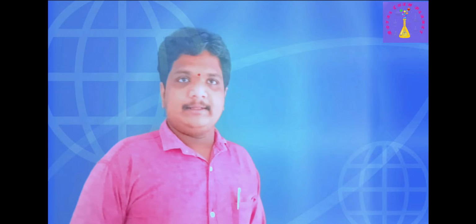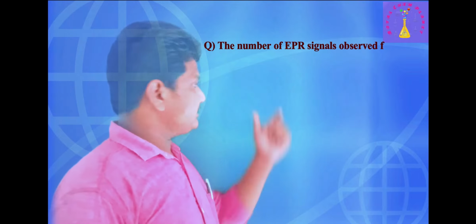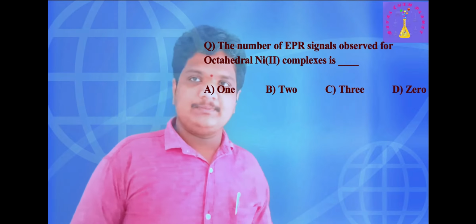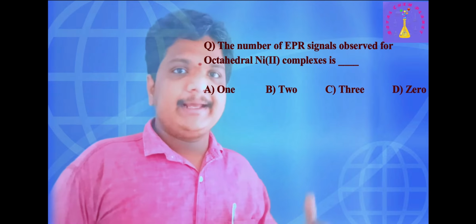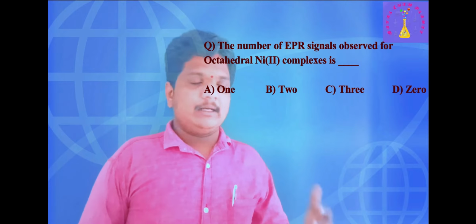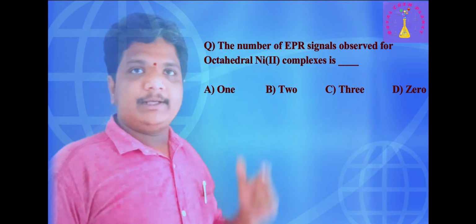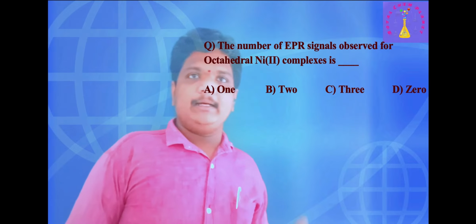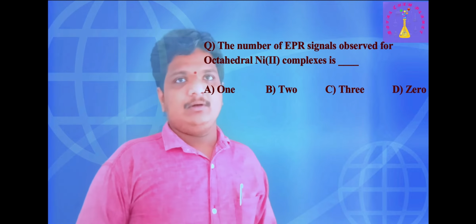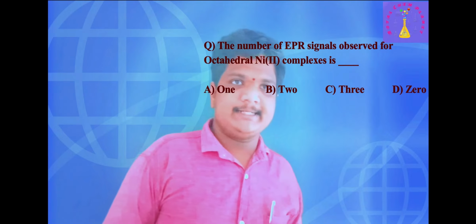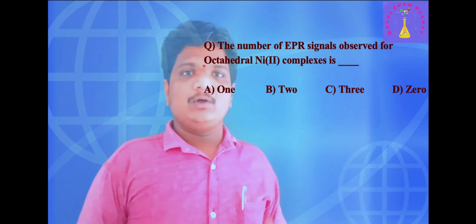Now let us see the next question. In this question they have asked: the number of EPR signals observed for octahedral nickel 2 complexes is. They have given options: option A, that is 1, option B, that is 2, option C is 3, and option D is 0. This question was asked in the June 2013 CSIR-NET examination for 2 marks.